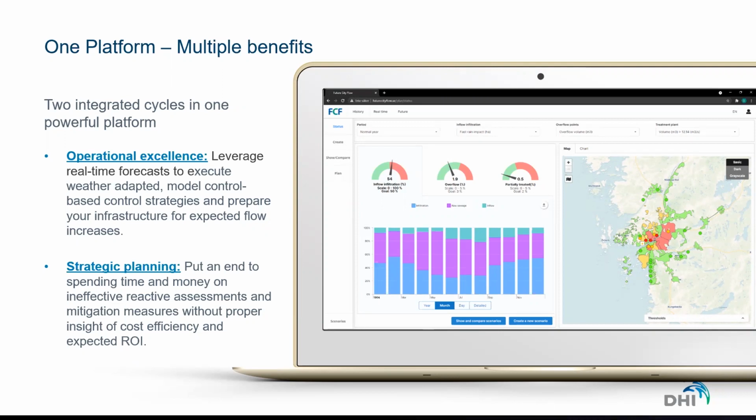By combining model information from the collection system with site-specific level and flow variations, you can leverage real-time forecast to execute weather-adapted and model-based control strategies and prepare your infrastructure for expected flow increases. Further, you can also put an end to spending time and money on ineffective and reactive measures by predicting both the long-term and the short-term impacts of potential infrastructure improvements and return on the investments.